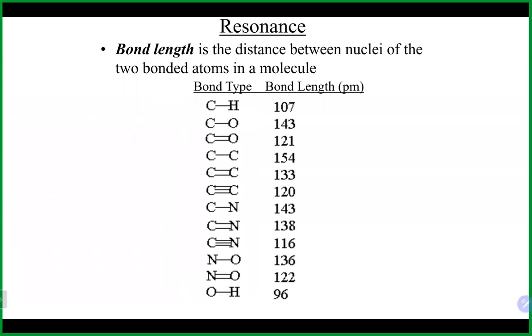All right, so we talked a little bit about resonance structures, but also a couple other things about bonding, like bond length. This is the table of bond lengths, and by no means do you need to memorize it. But if we look at the single carbon-carbon bond, the double carbon-carbon bond, and the triple carbon-carbon bond, the distance between the two atoms goes from 154 to 133 to 120. And for carbon-nitrogen, single, double, triple, it goes from 143 to 138 to 116.